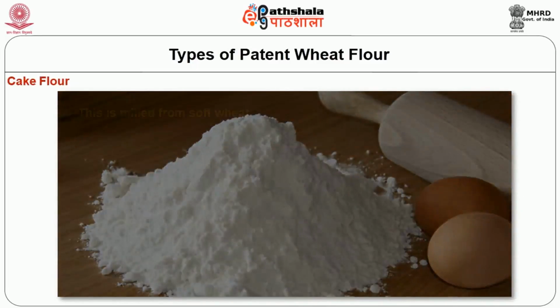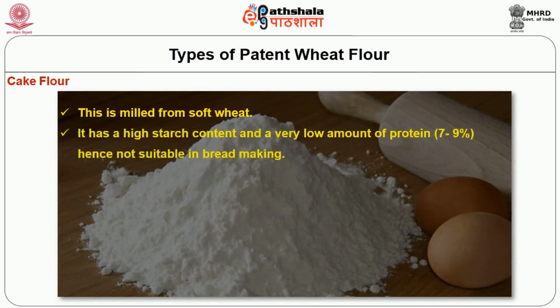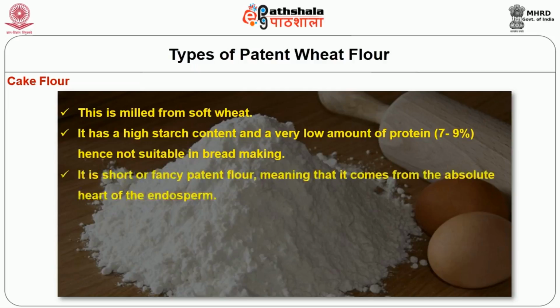Cake flour is milled from soft wheat. It has a high starch content and a very low protein content, that is 7 to 9%. Hence, it is not suitable for bread making. It is short or fancy patent flour, meaning that it comes from the absolute heart of the endosperm.